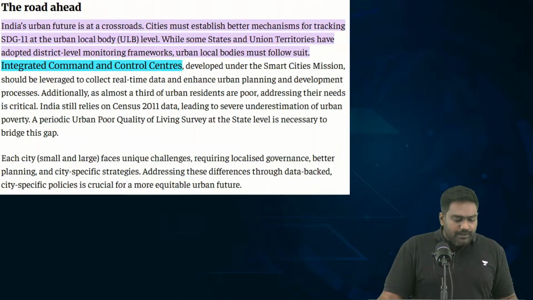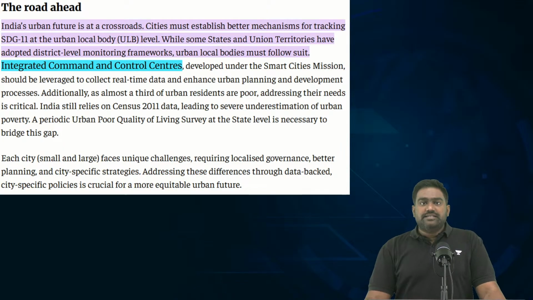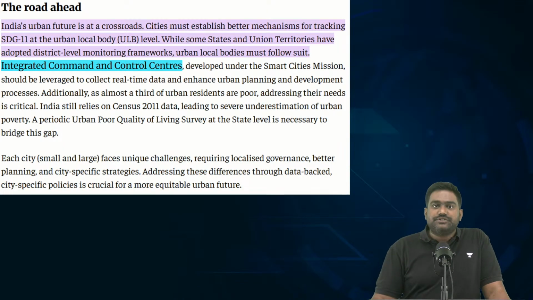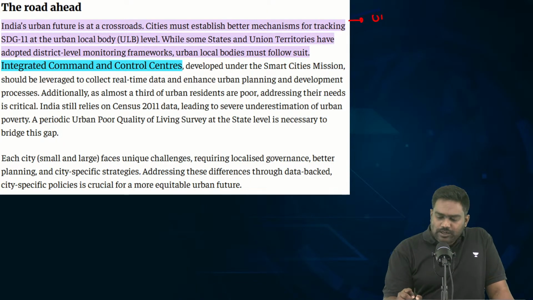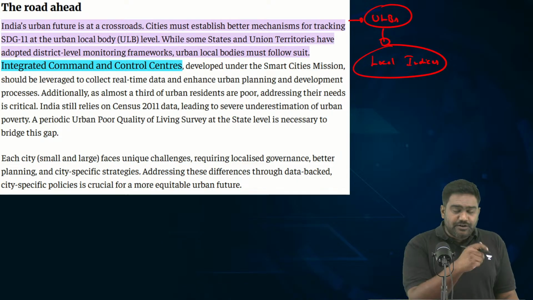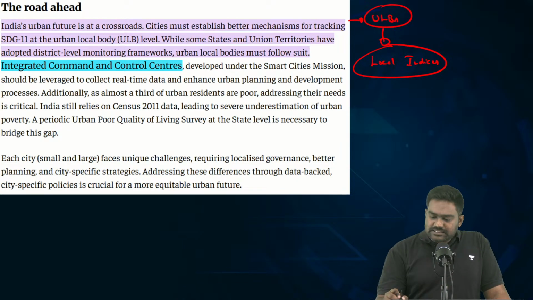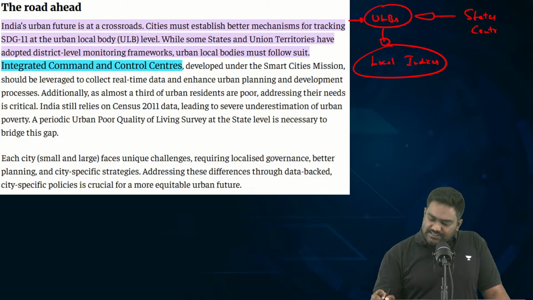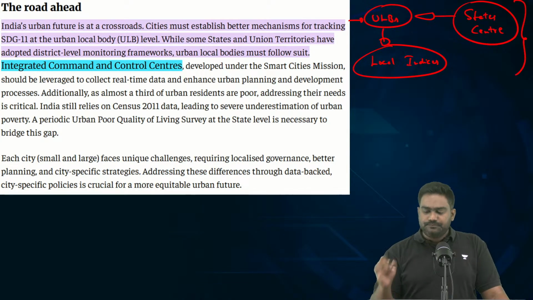So, going forward, our urban local bodies have to take note of these challenges. Urban local bodies have a bigger responsibility to come out with such local indices to track their own progress and development, to identify the future challenges. State governments have to enable them. The center has to design better schemes, better initiatives.